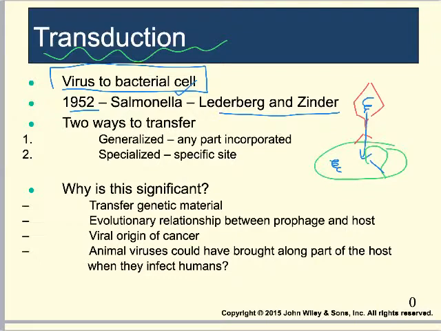There are two ways that the information can be transduced. It could be generalized, where it goes into any part of the chromosome, and then there are some that are specialized and they go into specific regions of the chromosome. So why do we care? Why is this significant? It is a way to move genetic material around.